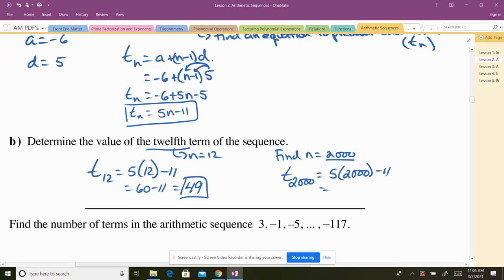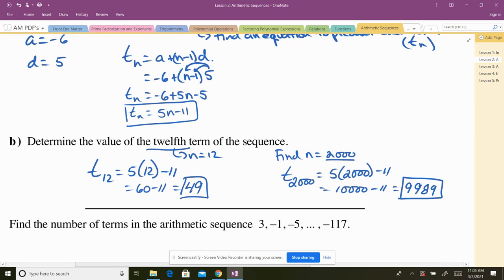What's 5 times 2000? What's 5 times 2? So it's 10,000. What's 10,000 minus 11? 9,989. Right?